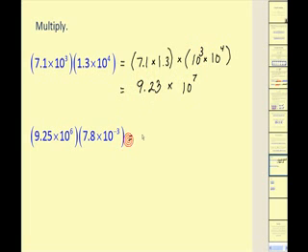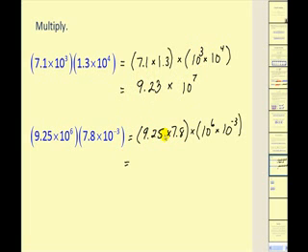On this next example, we set it up the same way, but when we find this product, we get 72.15 times 10 to the power of positive 3. This is the correct value, but not in the correct form. Remember, a has to be less than 10, so we need to convert this to scientific notation.